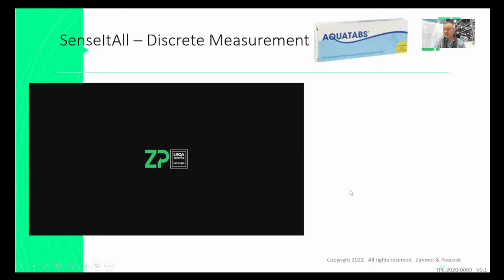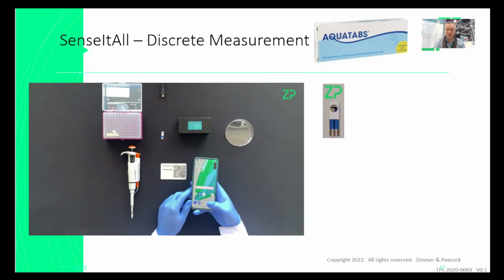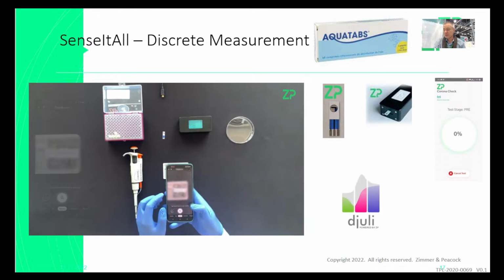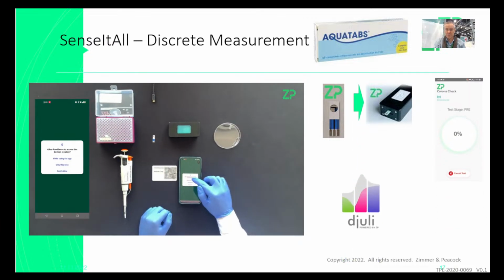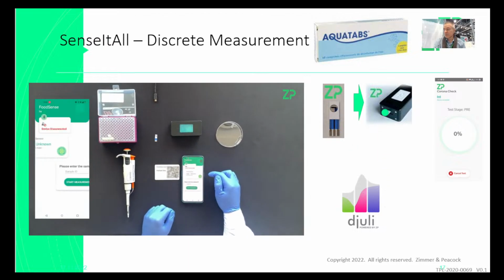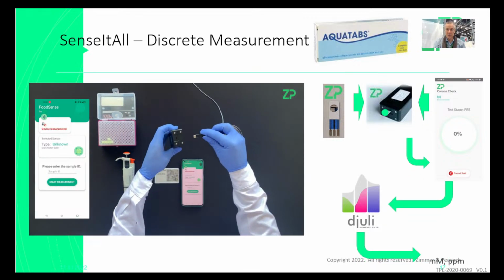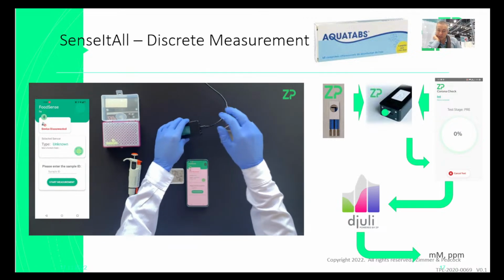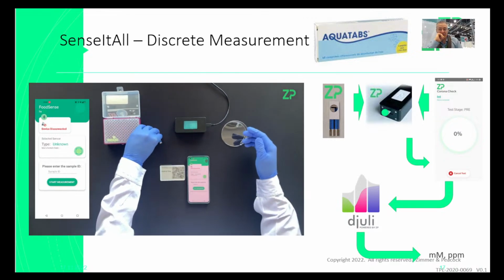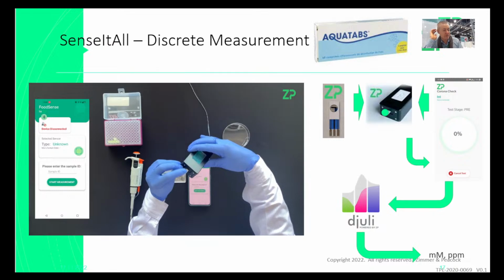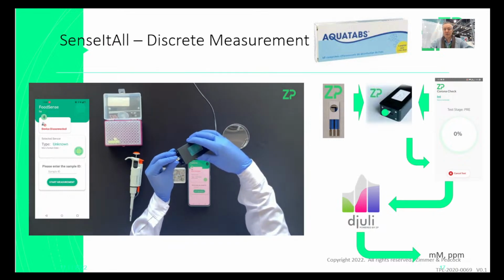So we can actually detect this material using our SenseIt-All platform. The SenseIt-All platform has these sensors, the electronics, the app, the Julie cloud. So the sensor goes into the meter, the sample goes on the meter, the app runs the meter, the app sends the data to Julie, and then Julie can give out a concentration. Mostly people want ppm, ppb type results. So that's how I would do a discrete measurement.